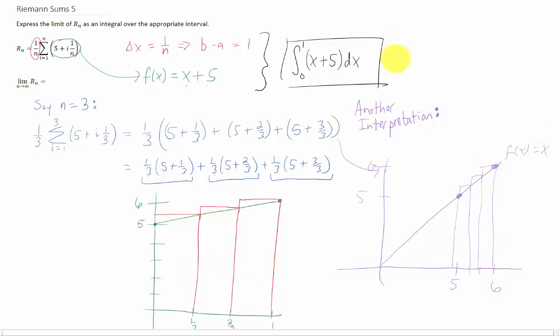So yet another interpretation of this problem could have been that the function that we're trying to find the area underneath is just the function x, and we're looking at x values between 5 and 6. And these two areas, these two integrals, would be the exact same thing.